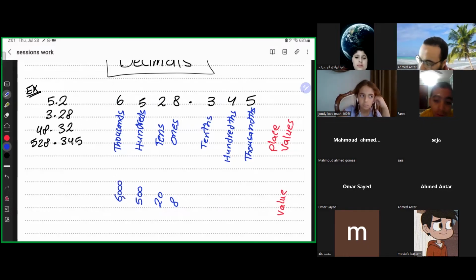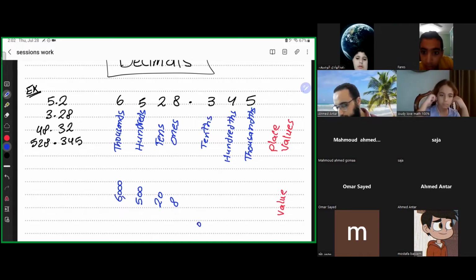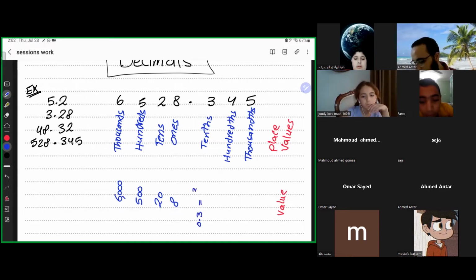So right now, on the right of the decimal point, what is the value of the 3? We can write it in 2 ways. It's 0.3, or also you can write it as 3/10. Correct? What about the 4?